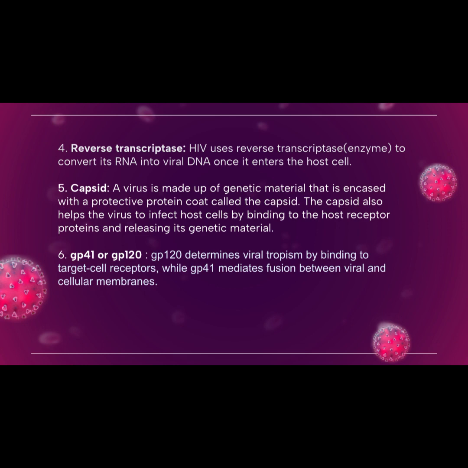A virus is made up of genetic material that is encased with a protective protein coat called the capsid. The capsid also helps the virus to infect host cells by binding to the host receptor proteins and releasing its genetic material. Lastly, we have glycoprotein 41 and glycoprotein 120. Glycoprotein 120 determines viral tropism by binding to target cell receptors, while glycoprotein 41 mediates fusion between viral and cellular membranes.